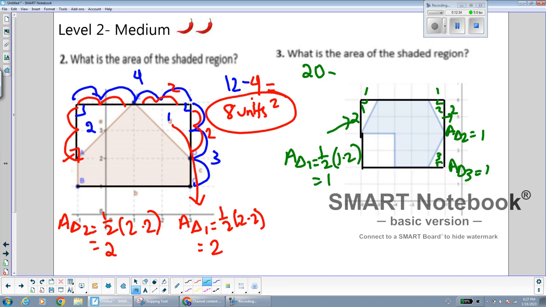And then finally, the area of the square, it's a 2 by 2 square. So the area is 4. So altogether, 1 plus 4 plus 1 plus 1, that is 7. So the area of the shaded region is 13 units squared. Super quick method to find the area of any shape on the coordinate grid.